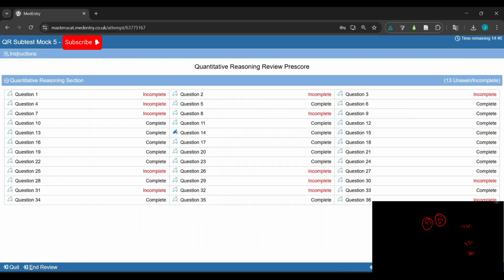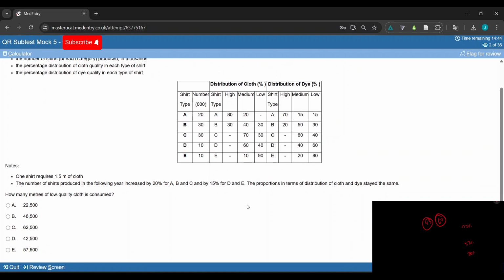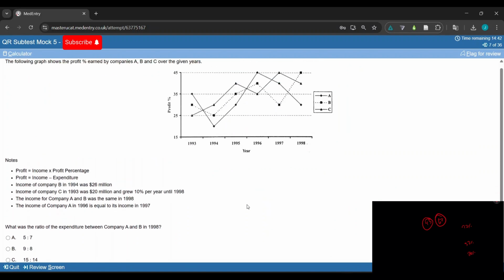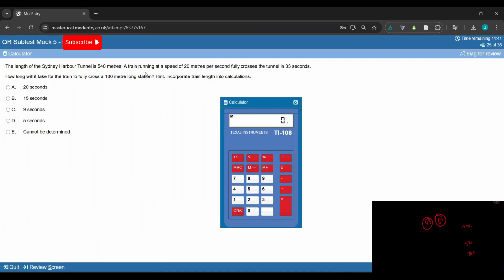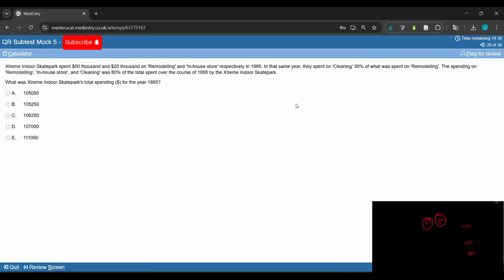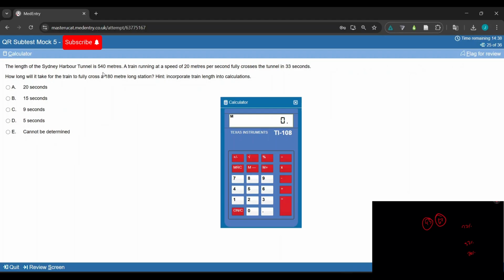Okay, review screen, review incomplete. Okay, what's the... I really don't want to do that question. Neither these ones. Okay, is there any other? Okay, so the train is 550 meters long, so if it's just 540 divided by 20, that would be too easy.